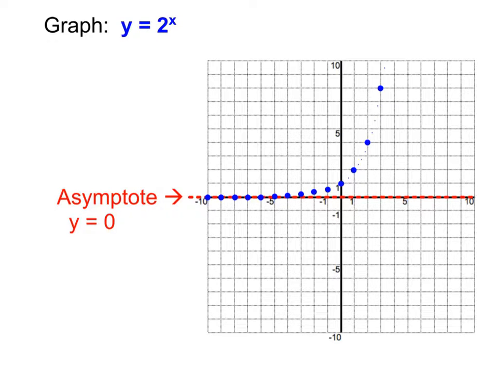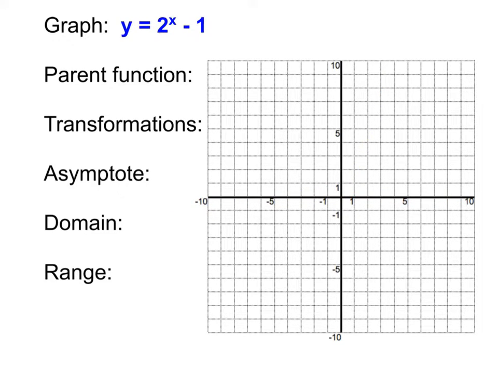Now we can start messing around with our graph a little bit. So we're going to be graphing this: just y equals 2 to the power of x minus 1. Go ahead and write this equation down for your next graph.